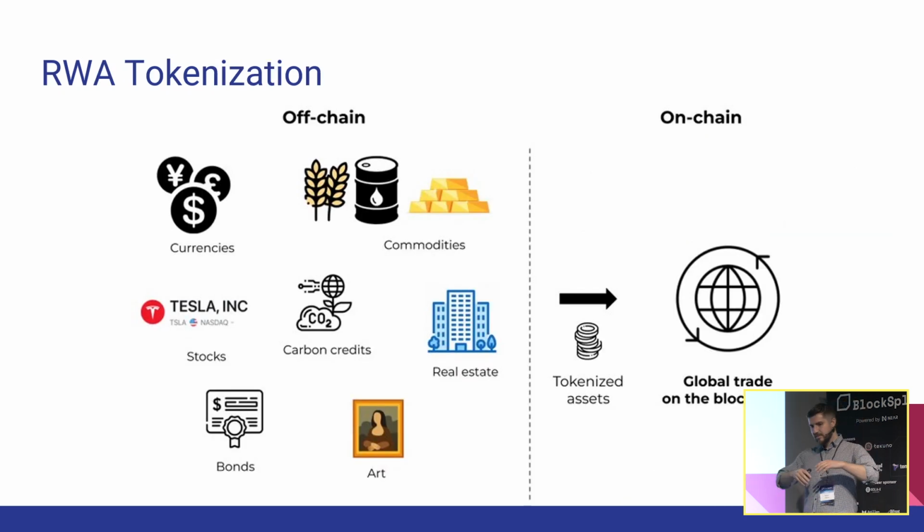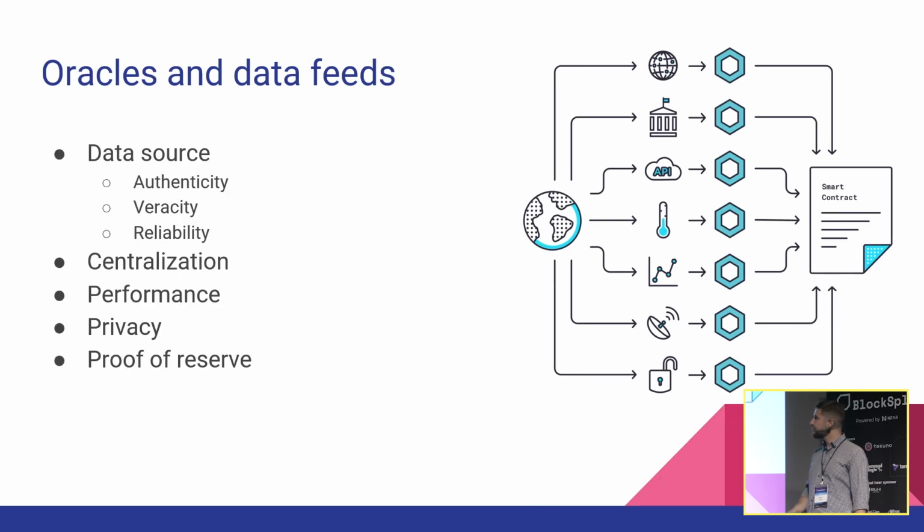When we think in a way of tokenization, we have off-chain assets and we have on-chain representations. And we see a lot of different things that can be, in fact, tokenized. And by tokenizing them, we have their own digital twin, or representation, or abstraction that is placed on chain.